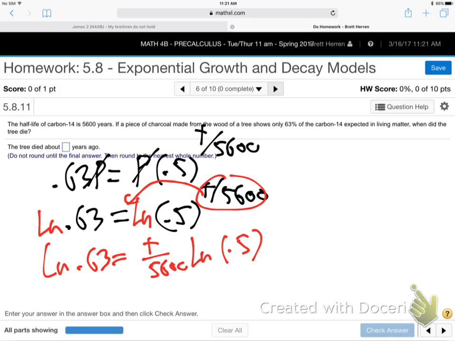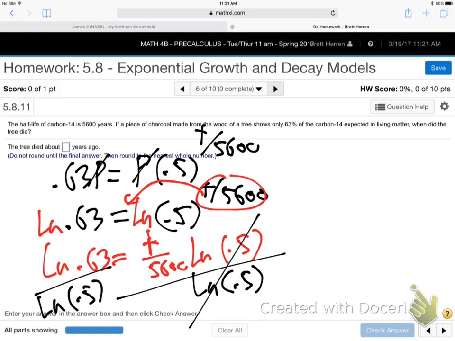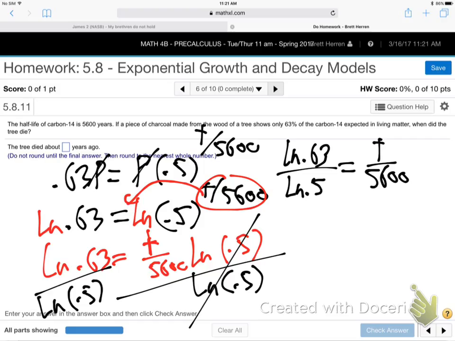Let's do the math. All right, so that power that gets it out of power, right? Hitler could not get Churchill out of power, but we can get it out of power with the natural log. The power drops down. So now it's cake. Well, kind of cake. We've got to solve for T, so we divide by the natural log of 0.5 on both sides. Then we have the natural log of 0.63 over the natural log of 0.5 is T over 5600. So what do we do now to finish getting T alone?